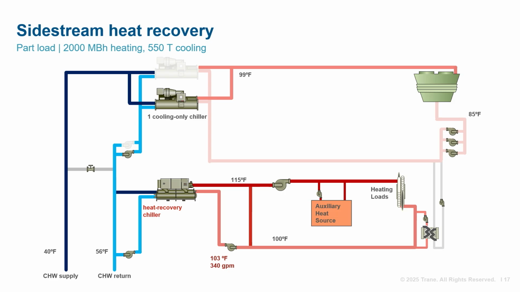What happens on the cold side? The heat recovery unit's leaving evaporator temperature is 43.2 degrees. However, it's a larger share of return. So the return temperature into the cooling-only chiller is reduced to 52.3 degrees. The heat recovery chiller is producing the 2,000 MBH of heating it was asked for, but only produces 128 cooling tons, with the remaining 422 tons handled by the cooling-only chiller.